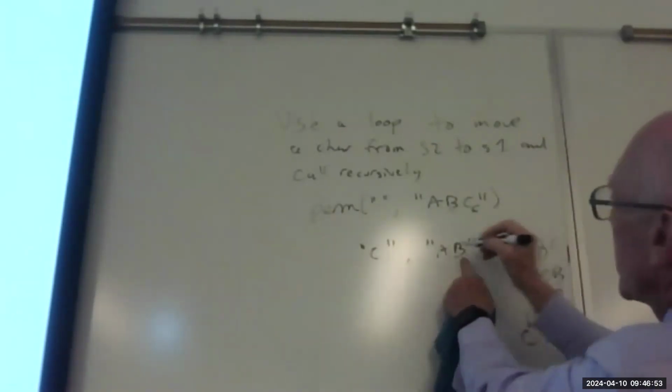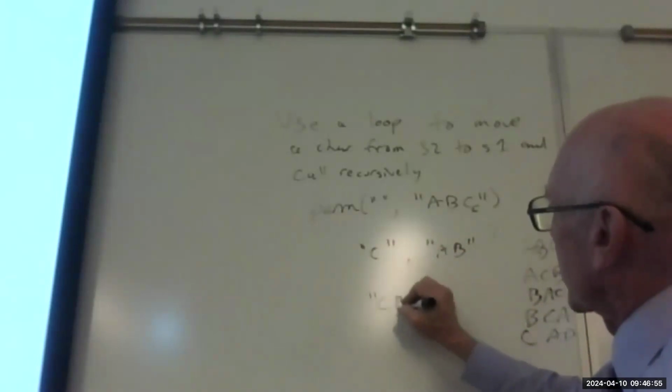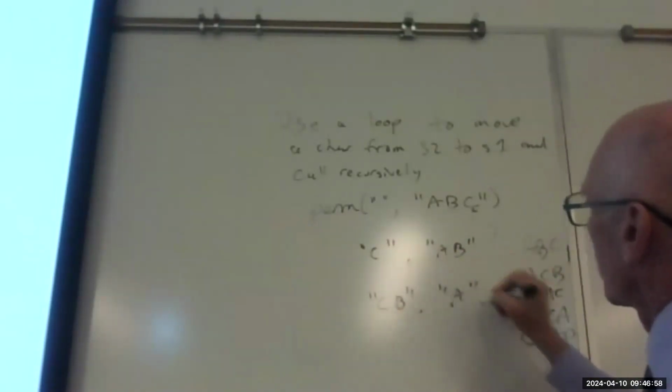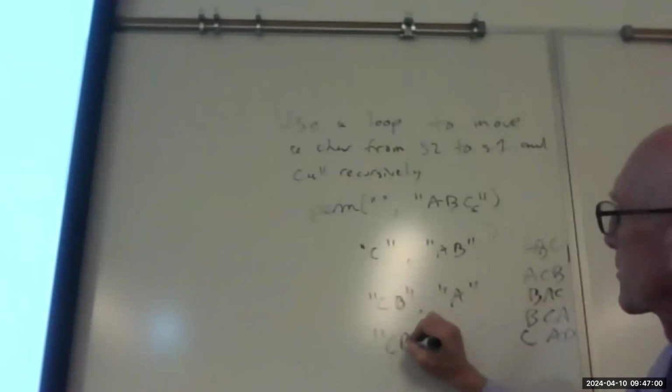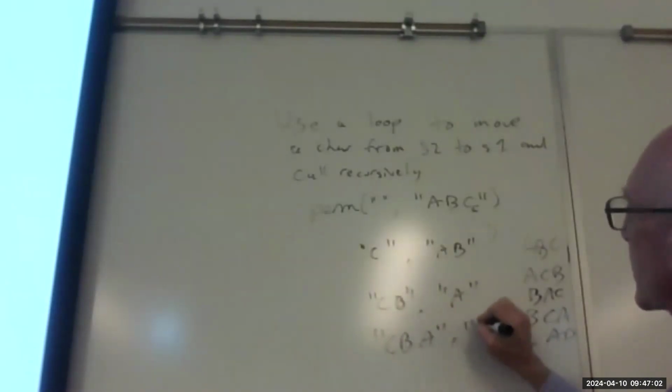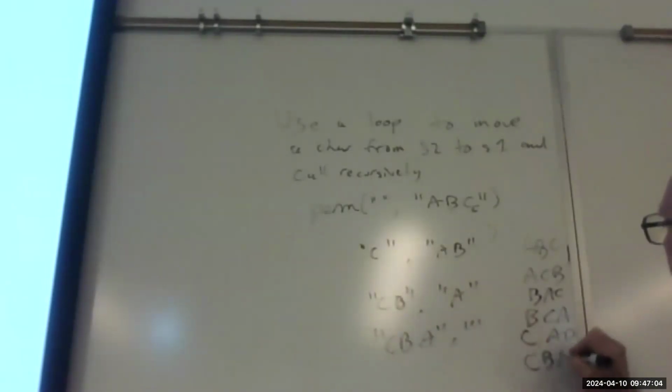Pop back up here. B is the next thing that needs to be processed. That gives me CB with A left over. That gives me CBA and the empty string. And there are all my permutations. So that's what's actually happening. I recommend that you do this by hand yourselves so you can see what's going on.